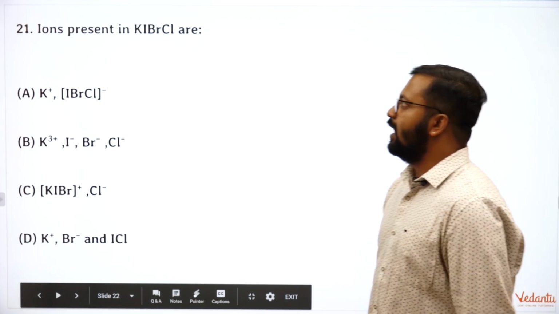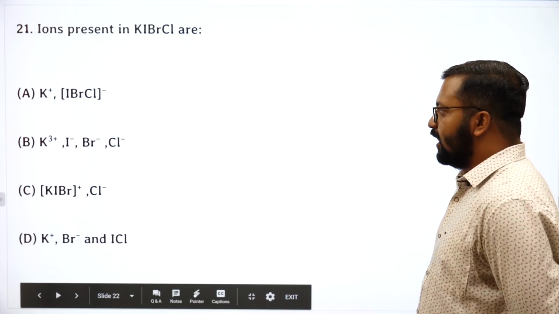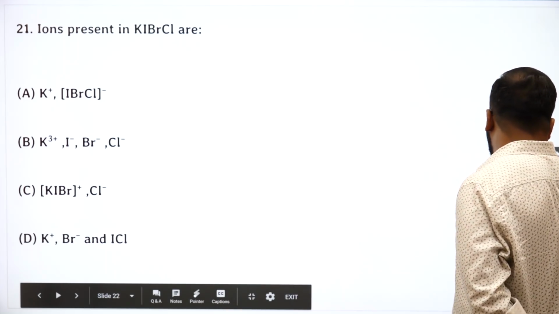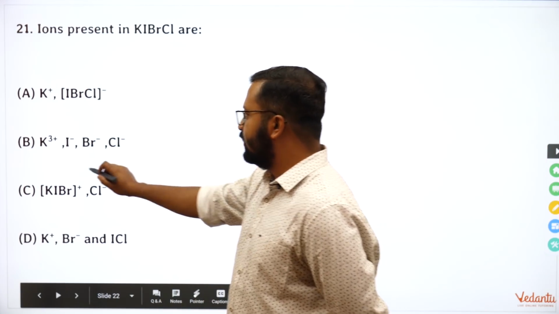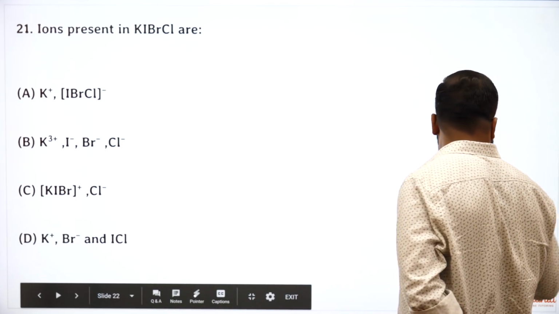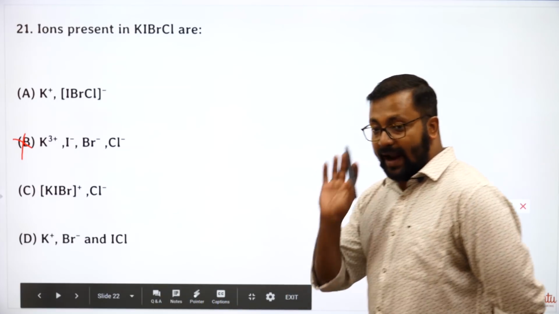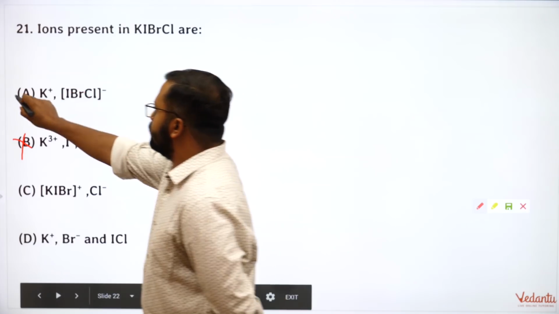Next question, ions present in KIBrCl. अब देखिए K3+ तो हो नहीं सकता है, K3+ is not possible because पोटेशियम के ऊपर +1 चार्ज ही रहेगा, तो ये तो है नहीं आंसर भाई. This will not be an answer. The right answer to the question is A.